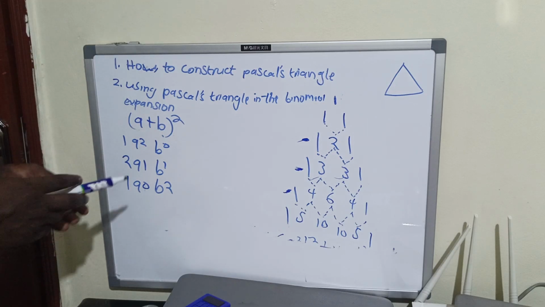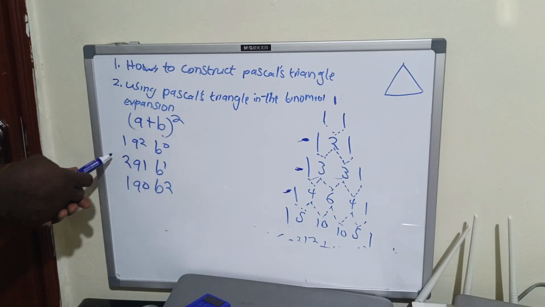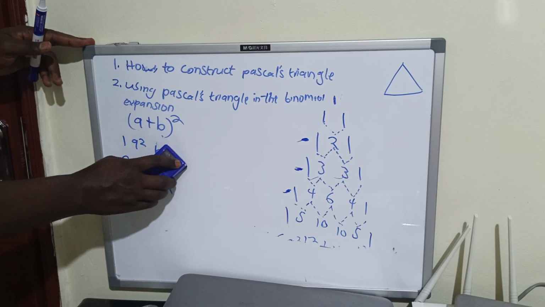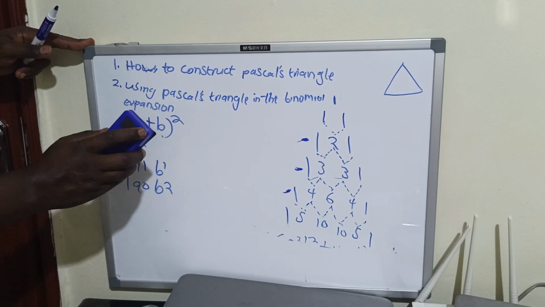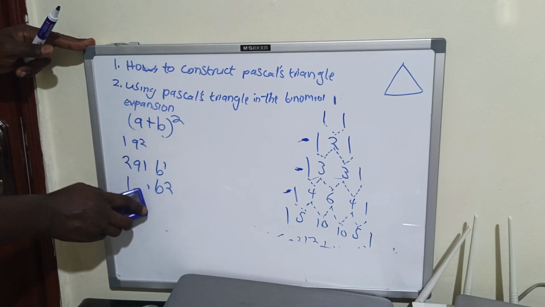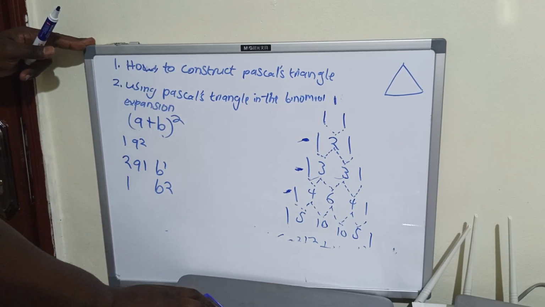Then anything raised to power 0, you know it is 1. So 1 times this times this. So you assume it. You assume this one here.